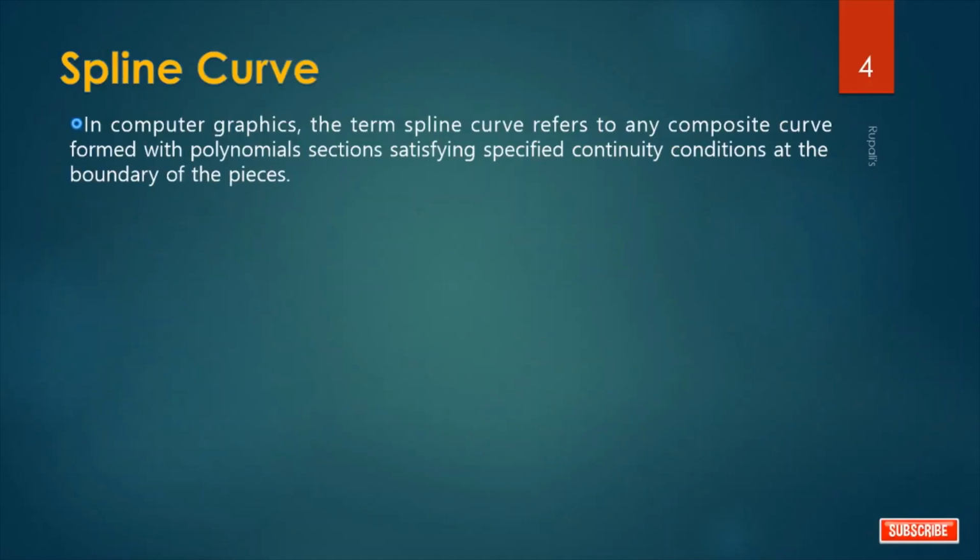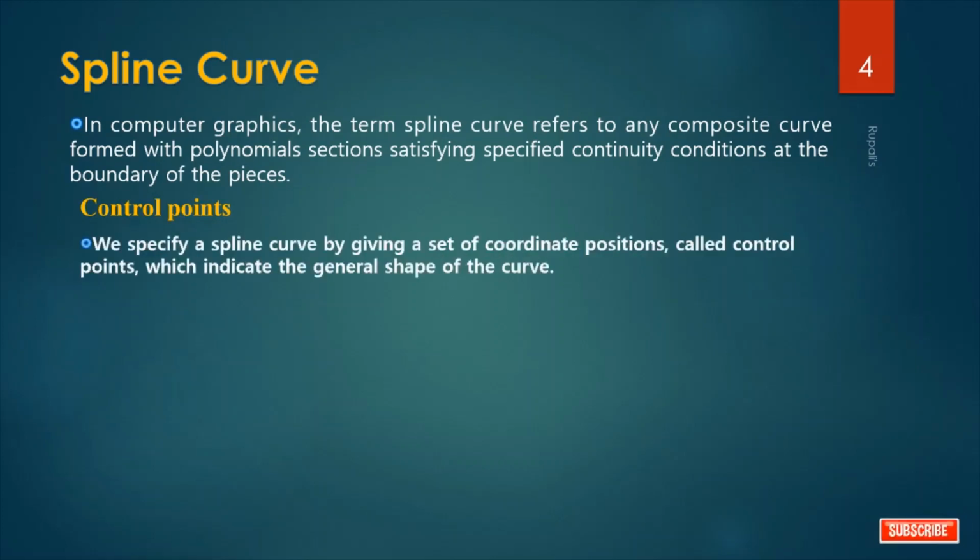So, what is a spline curve? In computer graphics, the term spline curve refers to any composite curve formed with polynomial sections, satisfying specified continuity conditions at the boundary of the pieces. Let's take an example. Before that, we have to learn what a control point is. We specify a spline curve by giving a set of coordinate positions called control points, which indicate the general shape of the curve. So, a control point is some point which indicates the shape of the curve.